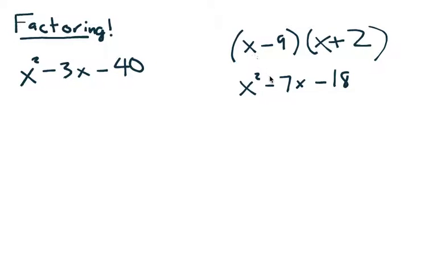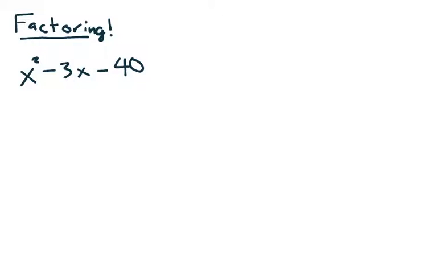So this time around, instead of going from here to here, we're going to figure out, if you're given a problem like this, how to go from this step to this step. Alright, so in this example, we have x squared minus 3x minus 40. So the way you factor is you draw parentheses here, because you're going to write it as a product.